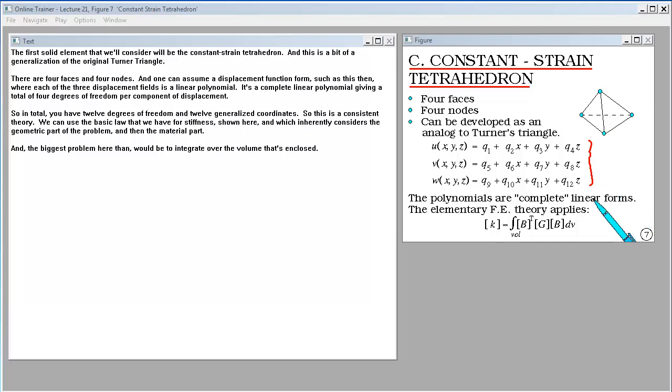We can use the basic law that we have for stiffness, shown here, and which inherently considers the geometric part of the problem and then the material part. And the biggest problem here then would be to integrate over the volume that's enclosed.